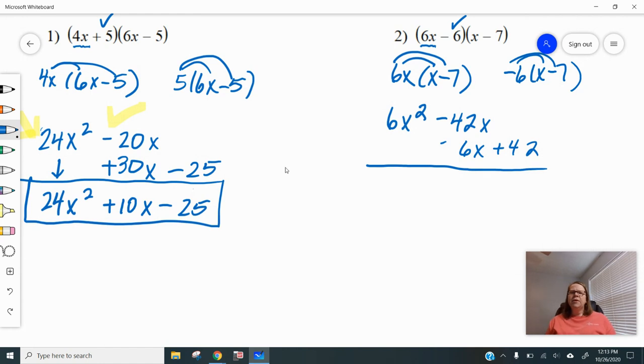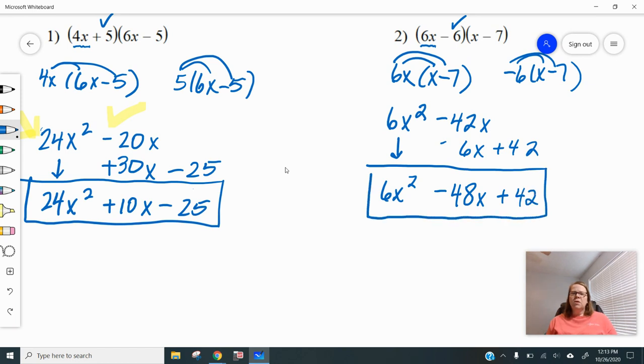All right, so the nice thing here is that, again, my x's lined up really nicely. I didn't put that somewhere else. I put the x's in line with each other. So I'm just going to bring down my 6x squared. Negative 42 minus 6 is negative 48x. And then bring down the plus 42. And it's in descending order, and I'm done.